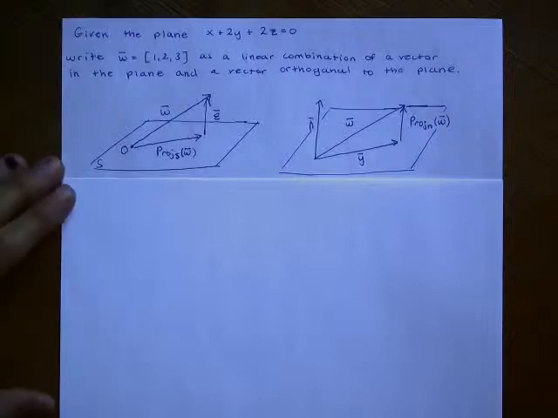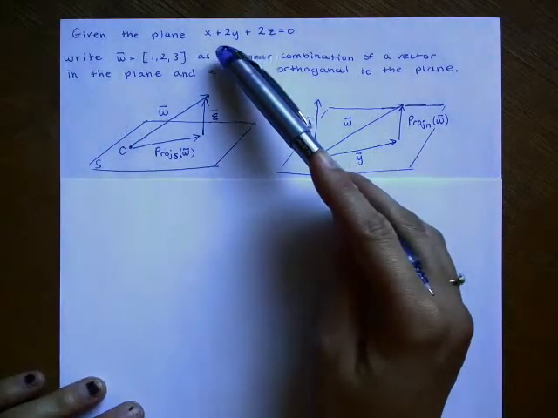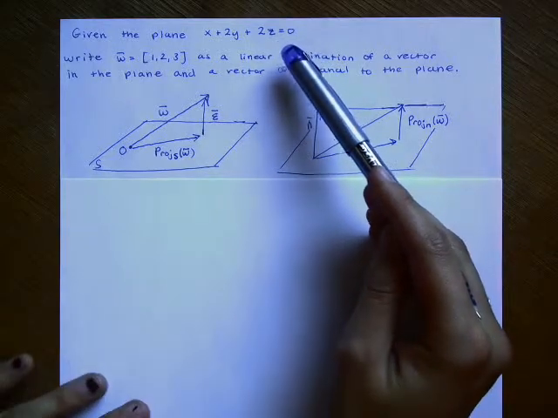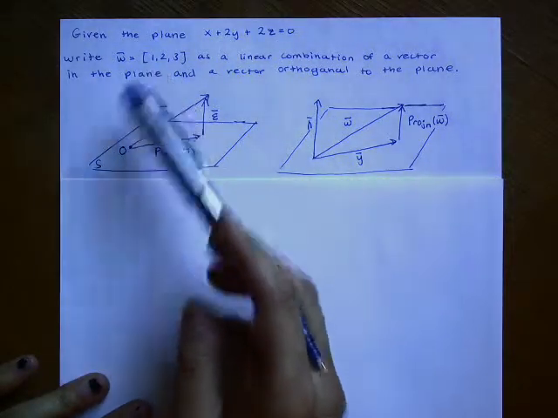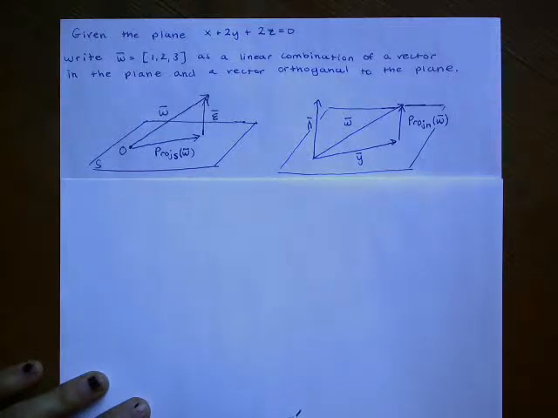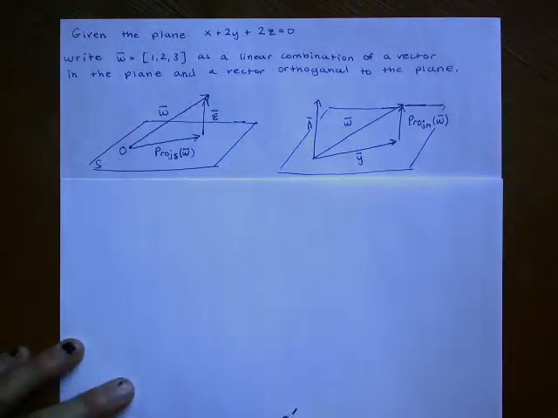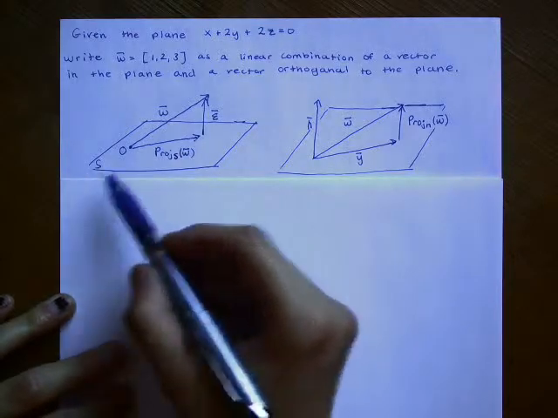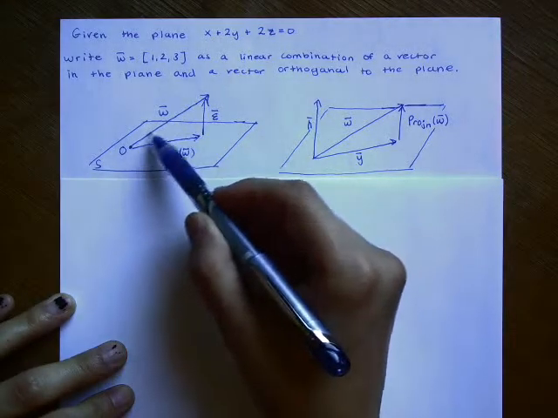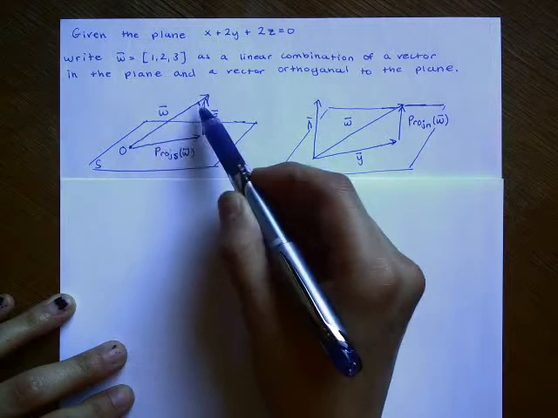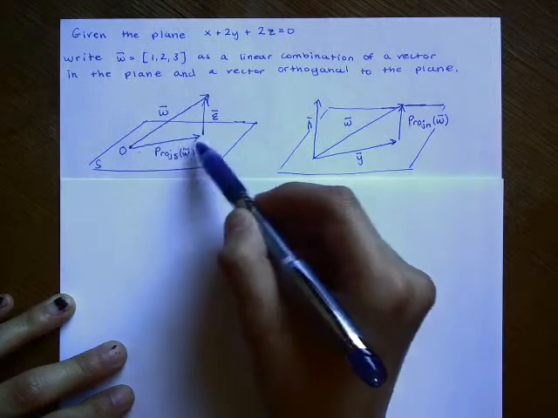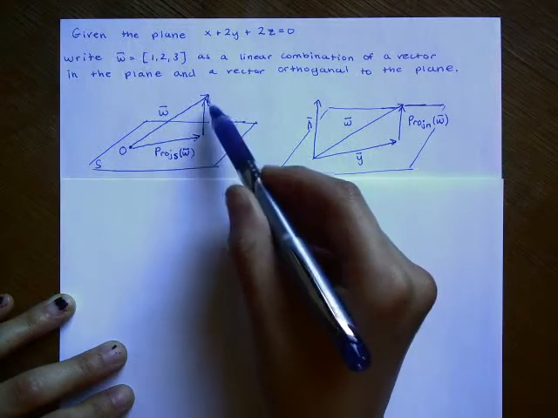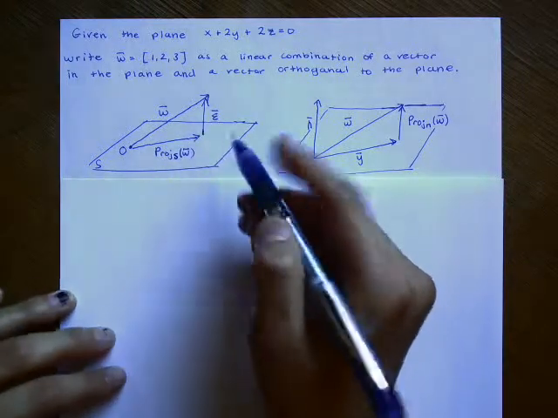So in this example, we have the equation of the plane S, x plus 2y plus 2z equals 0. And we want to write W as a linear combination of a vector in the plane and a vector orthogonal to the plane. So in this first picture here, we have our plane S, and we have our vector W. And we have vector W as a combination of the projection of W onto the plane, so that's a vector in the plane, and an error vector, which is orthogonal to the plane.